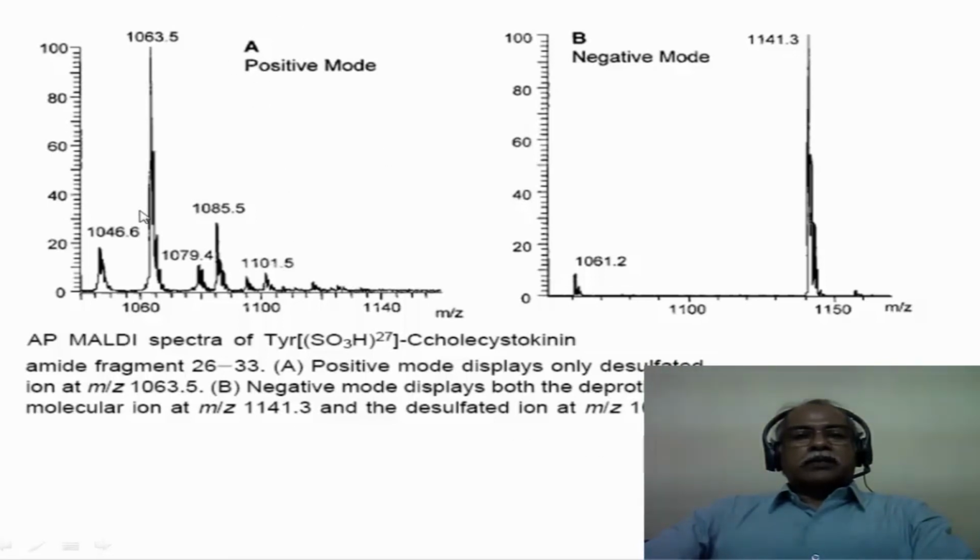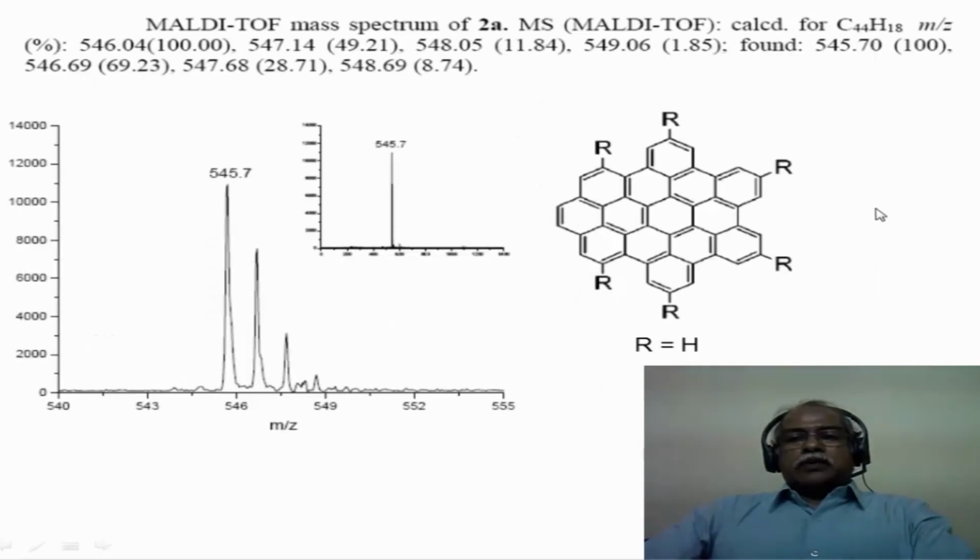So if you look at the positive ion mass spectrum, it is the desulfated ion that has the prominence, whereas in the negative ion mass spectrometry, the deprotonated species is what is seen as 1141. So this essentially illustrates the use of atmospheric pressure MALDI spectrometry in the positive ion mode as well as in the negative ion mode. In the positive ion mode, you get the desulfated system as the major peak, whereas in the negative ion mode, the deprotonated molecule is what is seen as the base peak in this case.